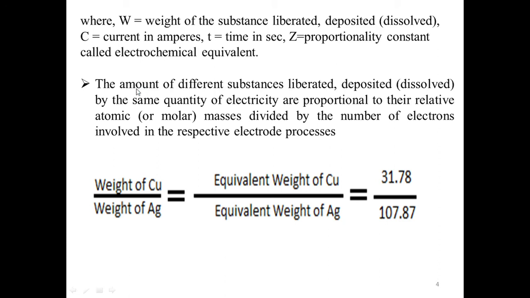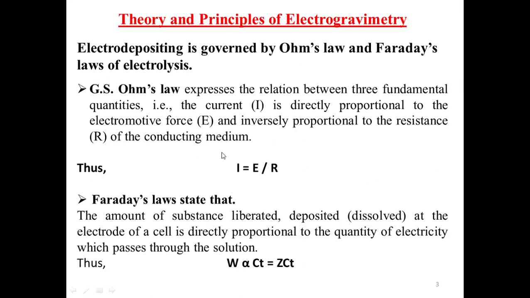Next one is Faraday's second law. The amounts of different substances liberated or deposited by the same quantity of electricity are proportional to their relative atomic or molar masses divided by the number of electrons involved in the respective electrode process. Weight of copper divided by weight of silver equals equivalent weight of copper divided by equivalent weight of silver, equals 31.78 divided by 107.87. These are the two principles of electrogravimetry.